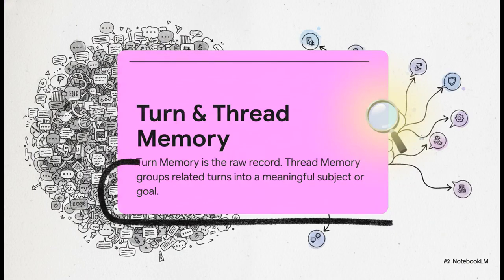First, you've got the basics. Think of turn memory as just the raw transcript, who said what and when. Simple enough. But the real magic starts with thread memory. This is what lets the agent understand that we're talking about the same thing we were 10 minutes ago. It groups related turns together into a coherent subject.